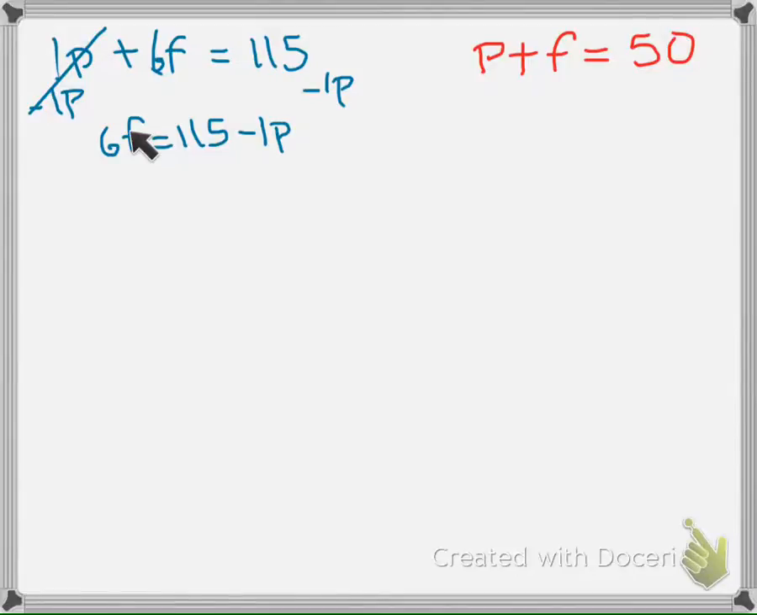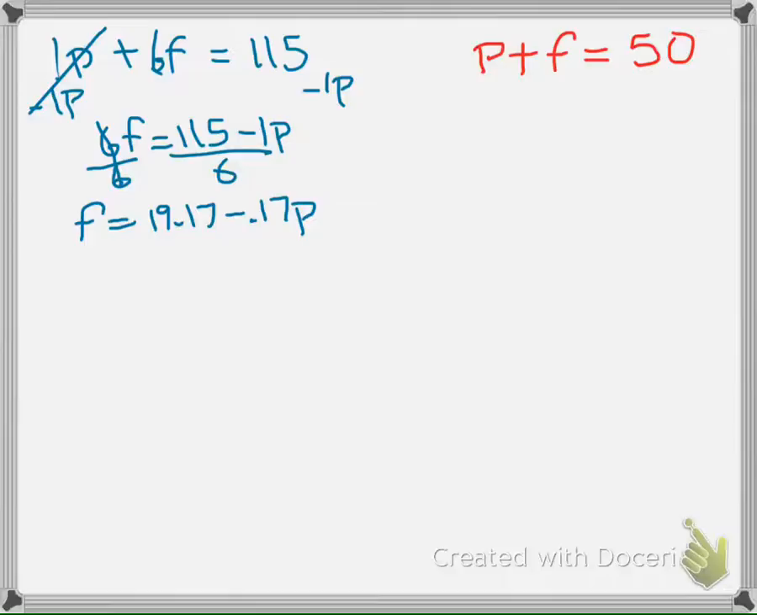And then to get rid of the 6, I have to divide by 6 on both sides. So the 6 goes away. I'm left with f. Now this means I have to do 115 divided by 6 and negative 1 divided by 6. So 115 divided by 6 is 19.17, and I'm rounding up there. And then negative 1 divided by 6 is negative 0.17p. Okay, so now I have that in slope-intercept form.